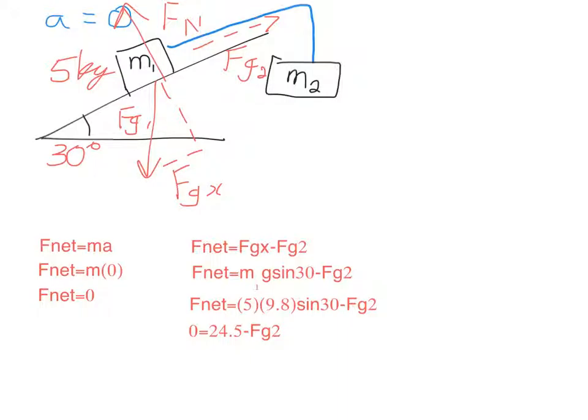So then hopefully you can see that FG2 is just going to equal 24.5, and it's just in the opposite direction. We understand that. Okay, so then I can rearrange this and get FG2 equals 24.5. So now that I know that FG2 is 24.5, I can figure out what the mass is because I know that this is mg. So let me do a new equation.